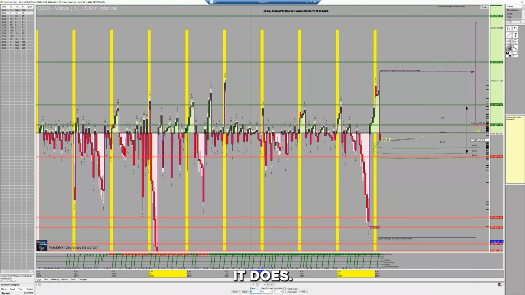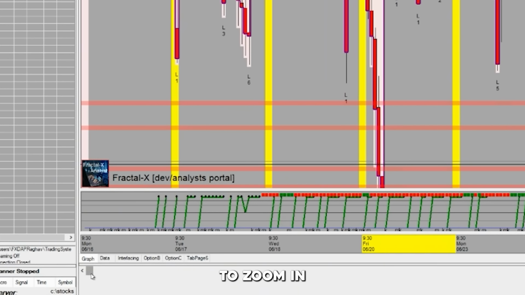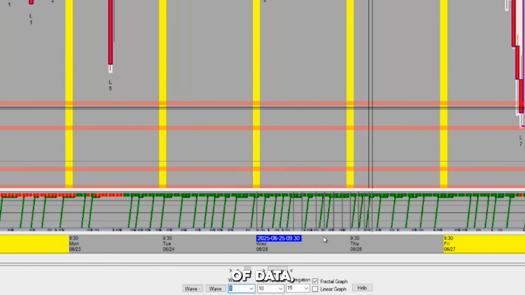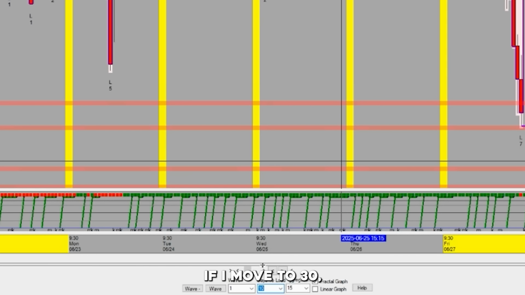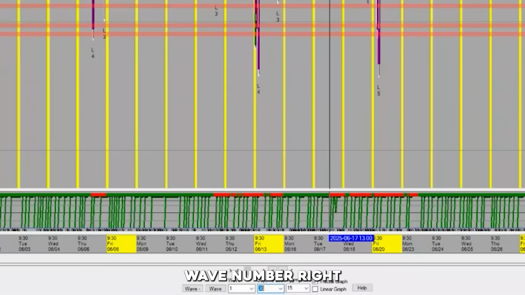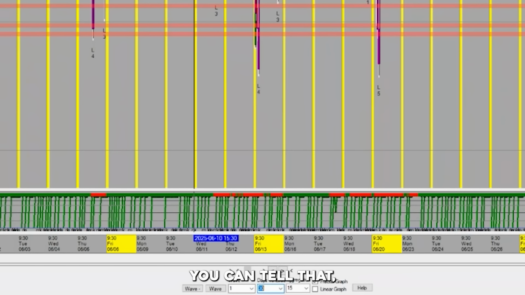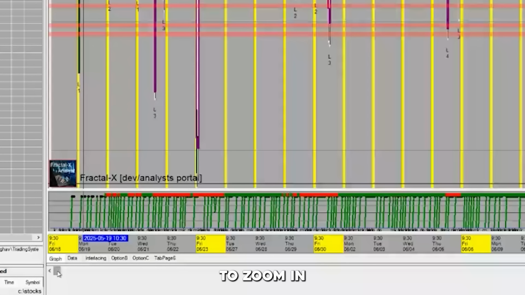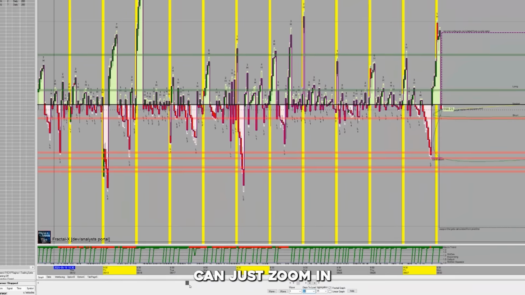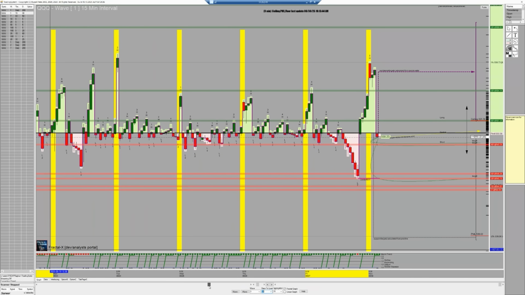Okay, that is all it does. And this one right here, if you want to zoom in to a particular part, for example, if I'm using way too many days of data, say I move to 30 and keep the same wave number, you can see that it's cluttered and you cannot understand much. So if you want to zoom in, you can use this slider and move to the right-hand side. You can just zoom in like this.